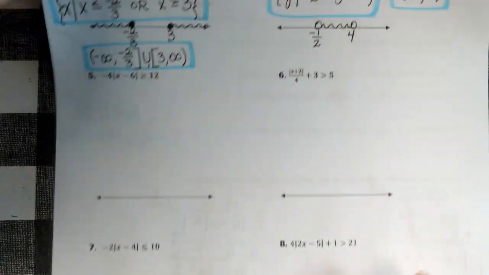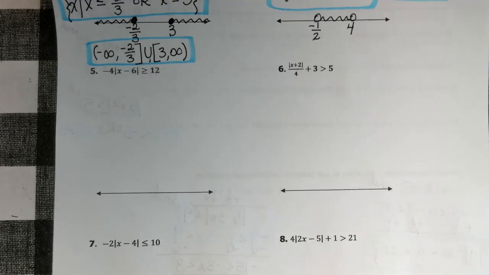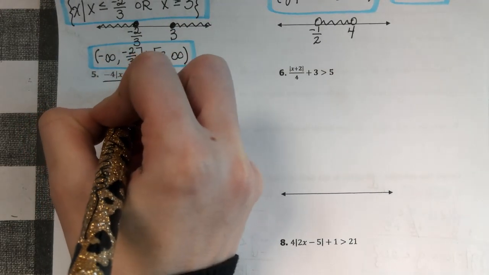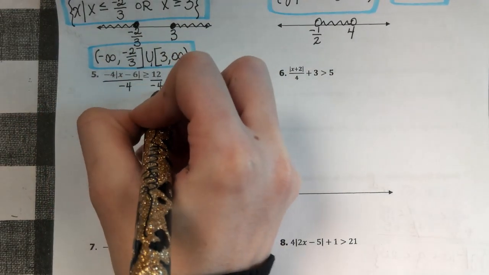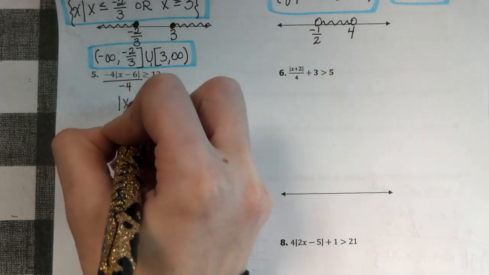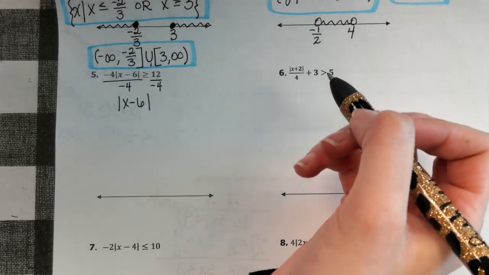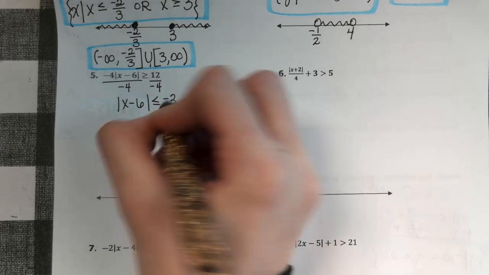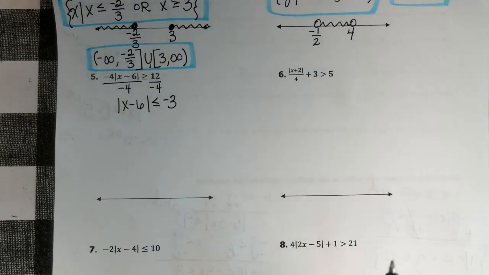All right. Example 5. I've got negative 4 times the absolute value of x minus 6 is greater than or equal to 12. Divide by negative 4. What happens when I divide by negative 4? The sign switches. So I divided by a negative, I flip the inequality symbol, it's now less than or equal to negative 3. And what happens there? You have to split it in 2.